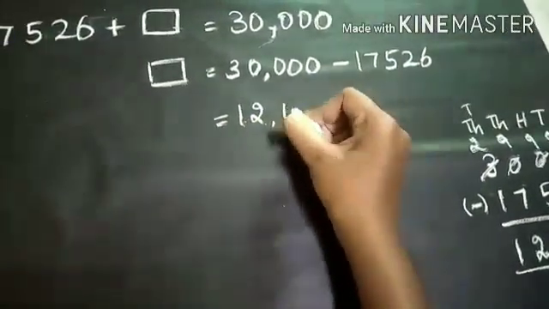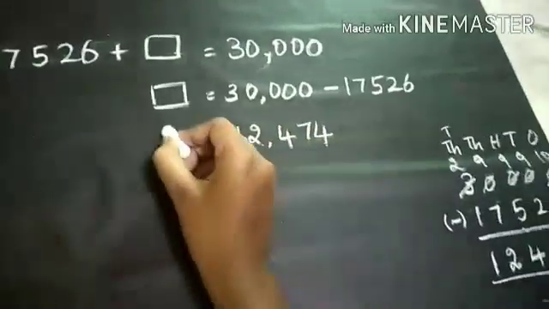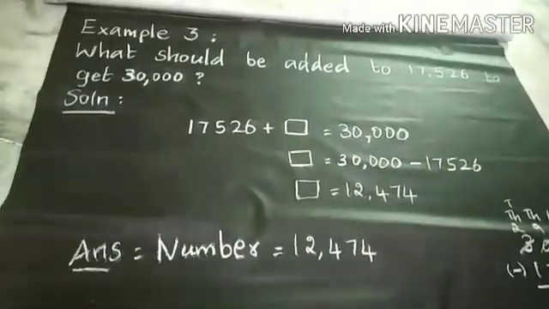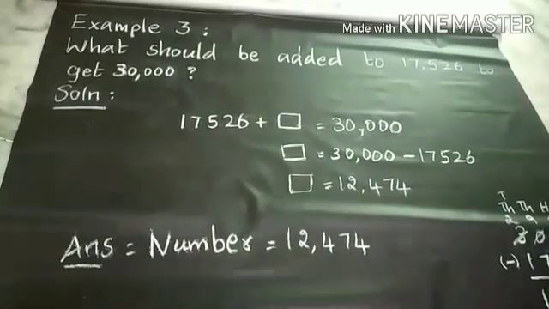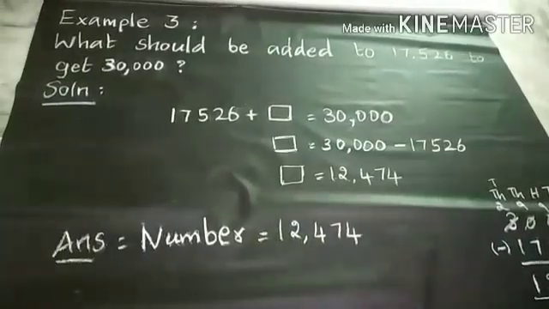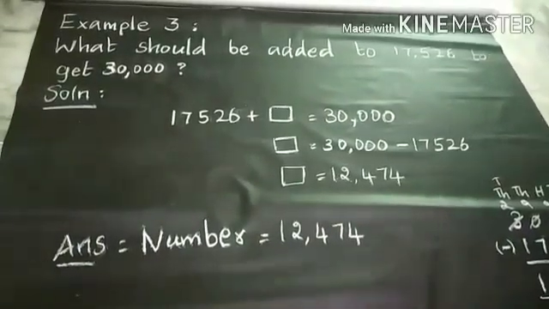We get the answer 12,474. Unknown number is equal to 12,474. Answer is unknown number is equal to 12,474. Is it clear, children?